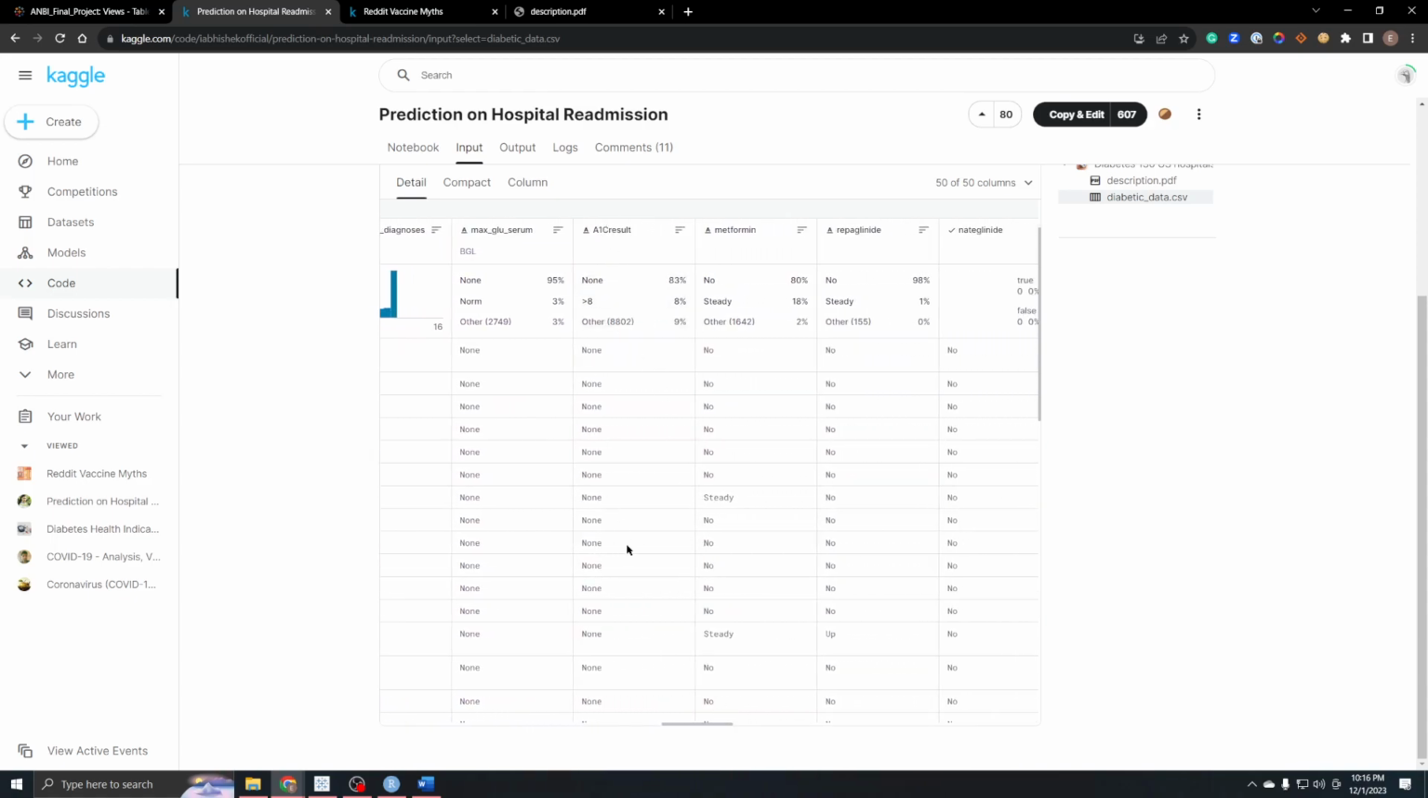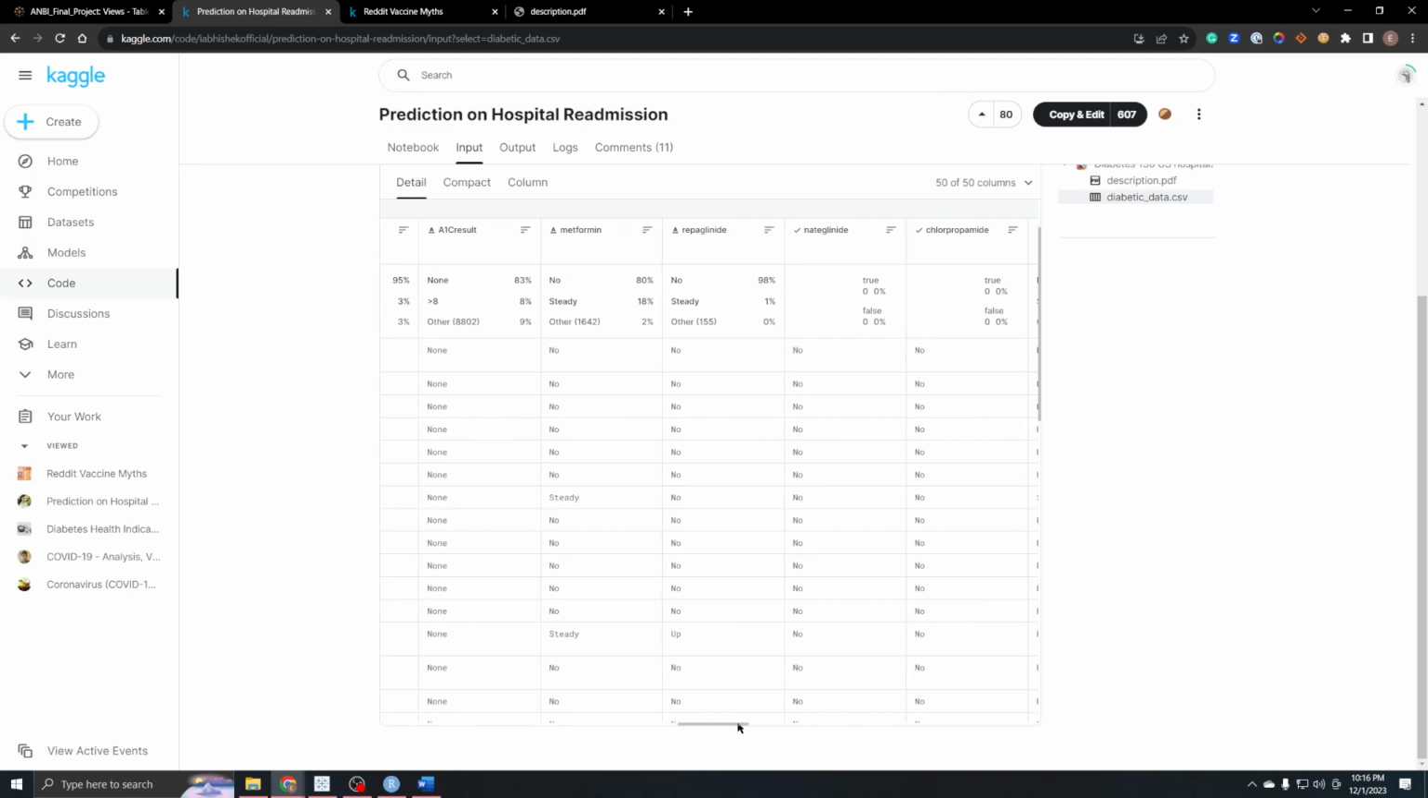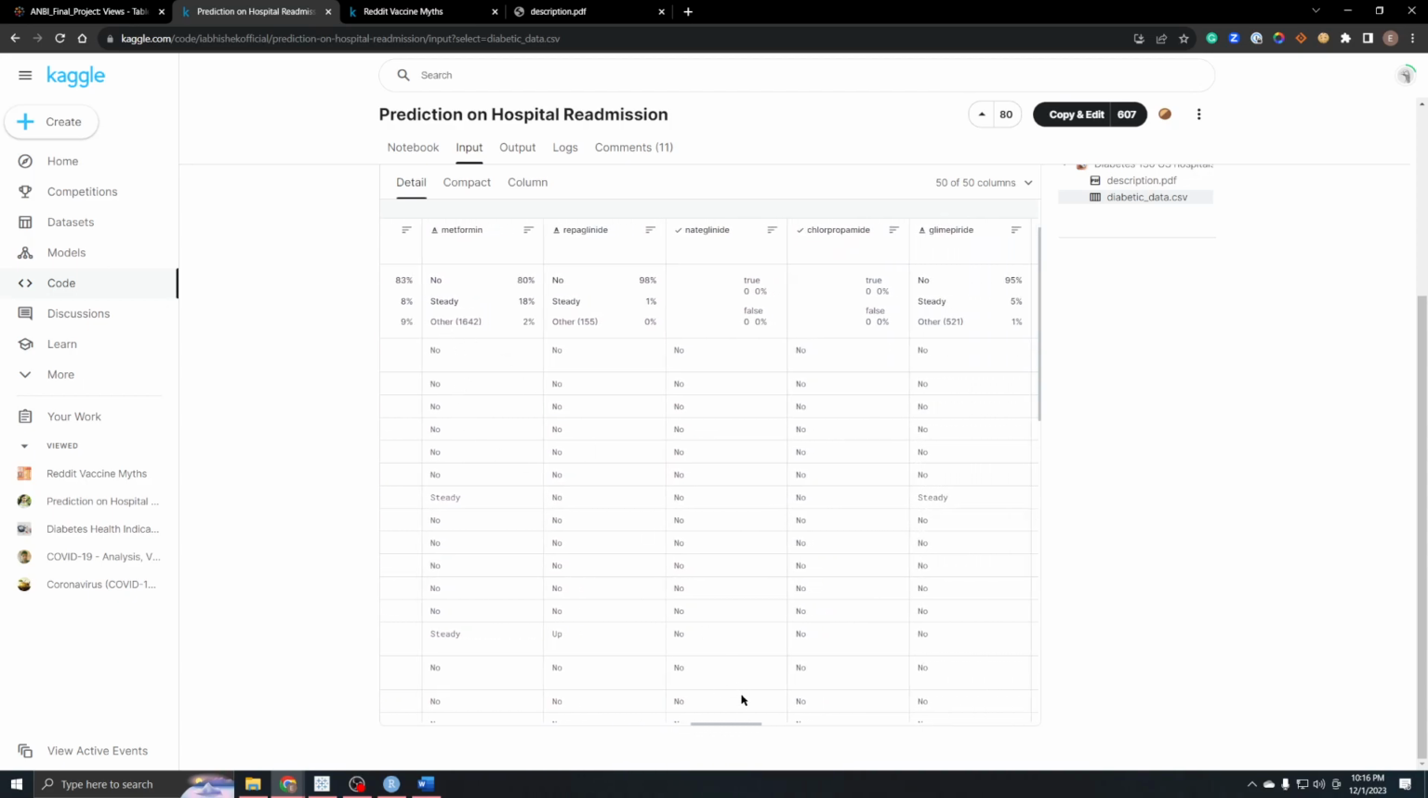Here's the A1C result. A lot of these actually turned out to be none, which is kind of what we discussed. Not a lot of people got the test, which was interesting. But those that did get the test were less likely to be readmitted to the hospital. Here we have some medications with yes, no, steady, and other values.